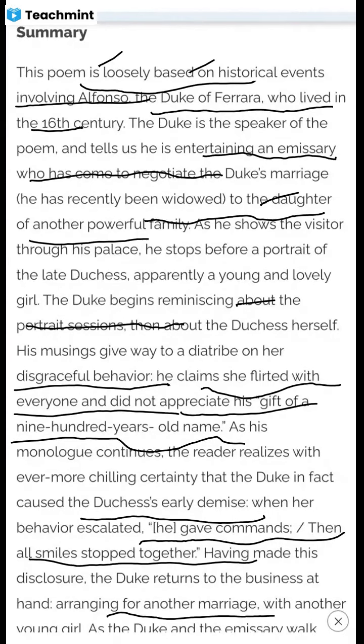So I think you got the summary. If anyone has any problem, you can ask. I just told you about the Duke, about his nature, what he wants, and about the messenger. I also told you that the poem is written in heroic couplets, and what type of heroic couplet? Run-on heroic couplet. If you have any problem, let me know.